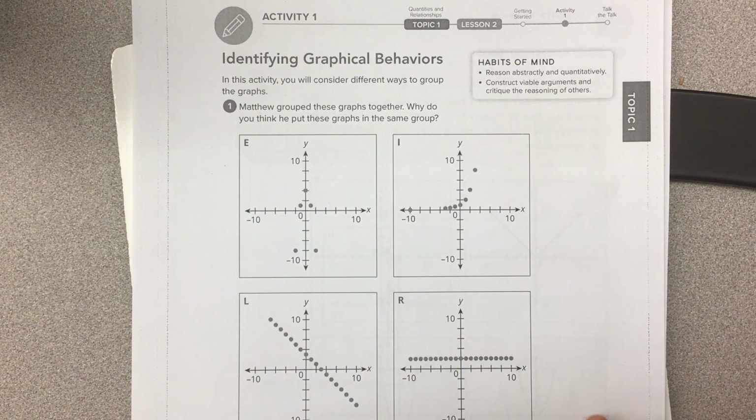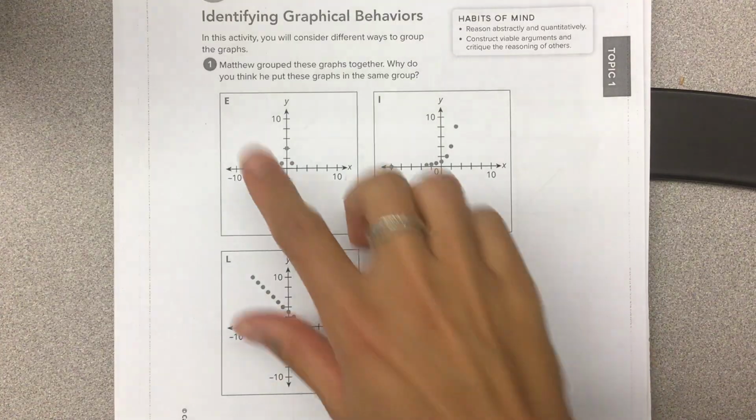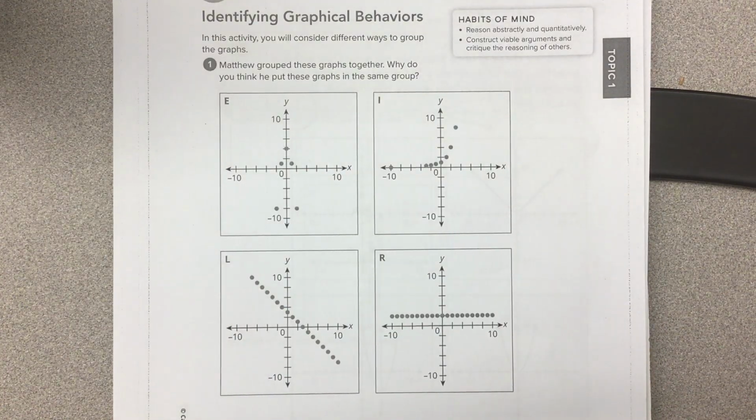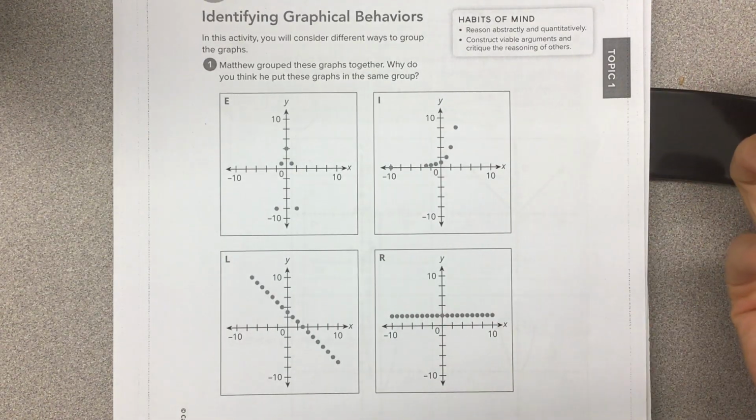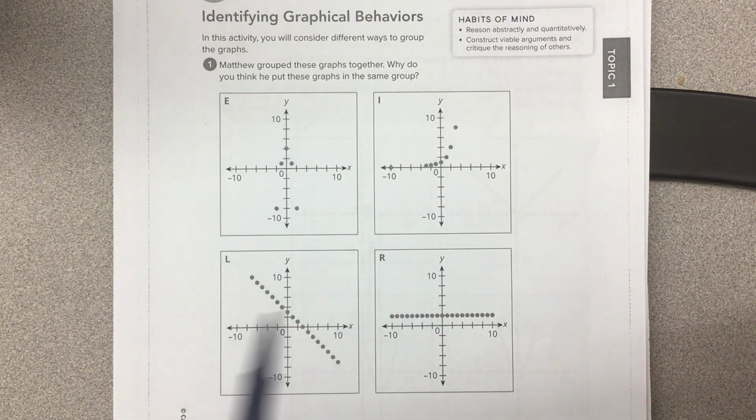So on page 19, it says that Matthew grouped these graphs together. Why do you think he put these graphs in the same group? And there's lots of different reasons. So Matthew's reason might be different than your reason. So looking at those four graphs, why do you think he put those together? What could possibly be similar?